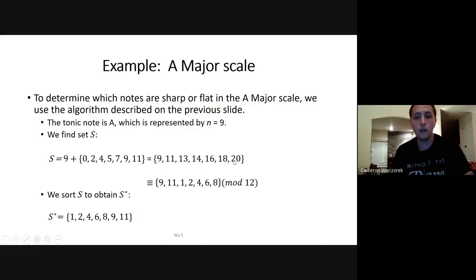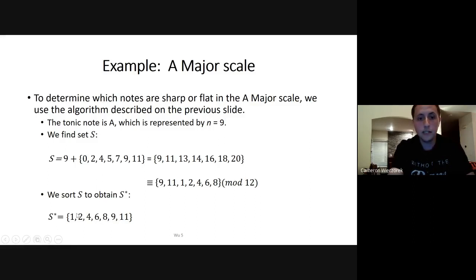Here's my new set. Notice that 5 of those values are larger than 12. So I'm going to subtract 12 from 13, from 14, from 16, from 18, and from 20, so that I'm working mod 12. And those become 1, 2, 4, 6, and 8. 9 and 11 stay as they were. The next thing I'm going to do is sort this set so that the values are non-decreasing, listed from least to greatest: 1, 2, 4, 6, 8, 9, 11. Call that set S star.